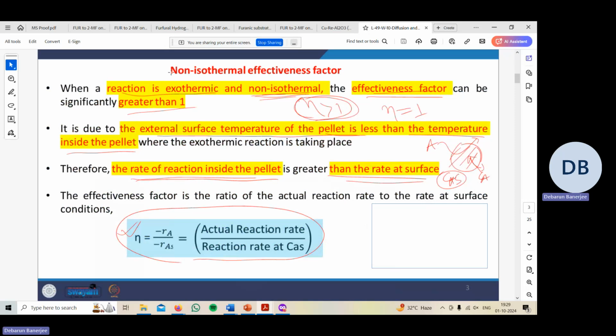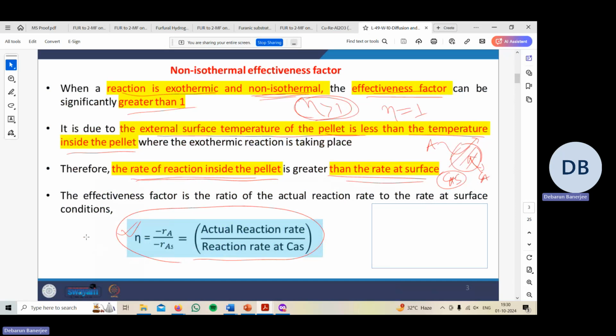So for the non-isothermal case, the effectiveness factor can be significantly greater than 1. When the reaction is exothermic and non-isothermal, the external surface temperature of the catalyst pellet is less than the inside temperature. Therefore, the rate of reaction inside the pellet is greater than the rate at the surface. So the effectiveness factor is the ratio of the actual reaction rate to the rate at surface conditions.